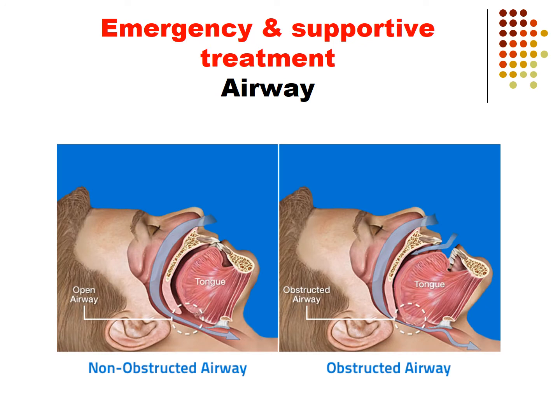This is the picture of the airway. This is a clear patent airway. If this person is comatose and he is lying on his back, as in this picture, by its weight, the tongue may fall backwards and obstruct the airway.